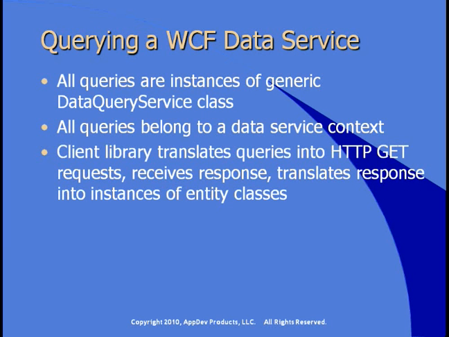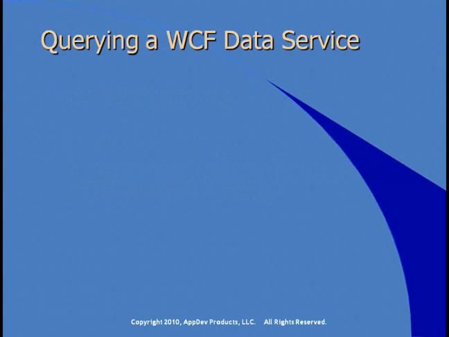And then the client library translates your queries into HTTP GET requests, receives the response back, and translates your response into instances of your entity classes, which is why in the previous demo we created a context and we specified the URL of the data service, but then after that we just wrote code. We wrote a LINQ query that got translated into an HTTP GET, which was sent to the service, which sent back information, which is a big blob of XML, and then the data service library translated that XML into a collection of customer objects. So we don't have to do any of that work.